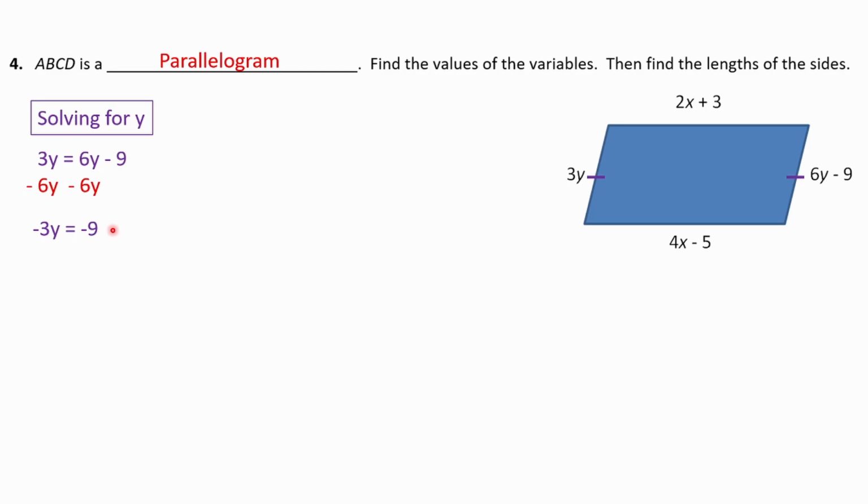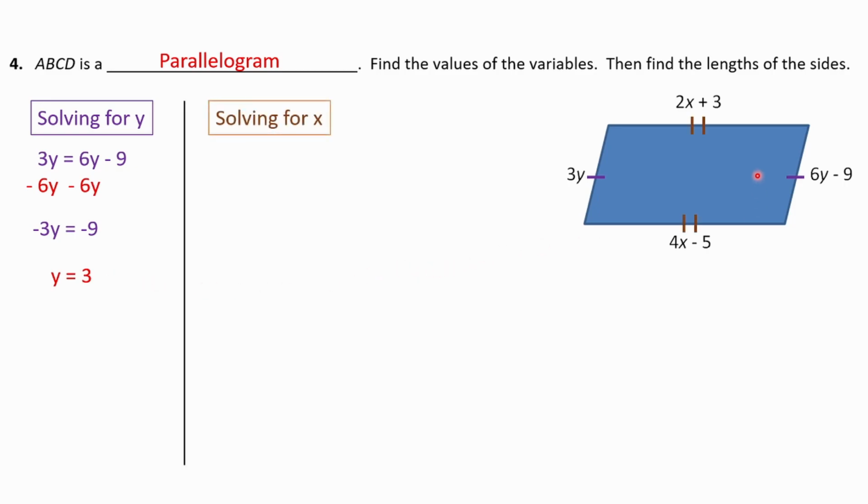Just a note, this is not the only way to solve this. This is just the way that I happen to solve this. And y then would be equal to 3. Next, we're going to go ahead and solve for x. So if we look at our parallelogram again, I've got 2 brown tick marks here this time.